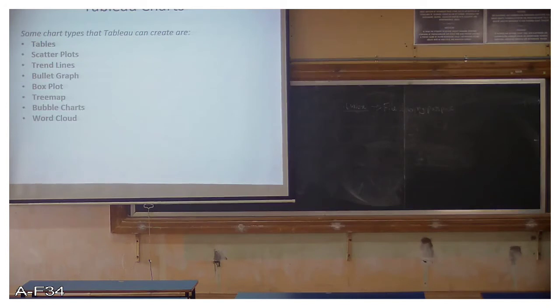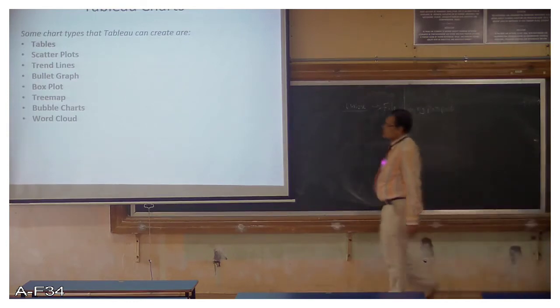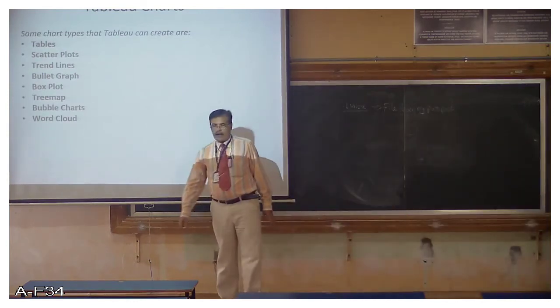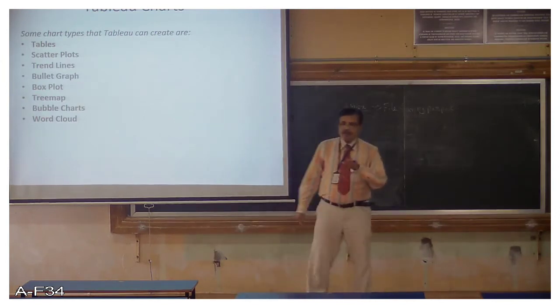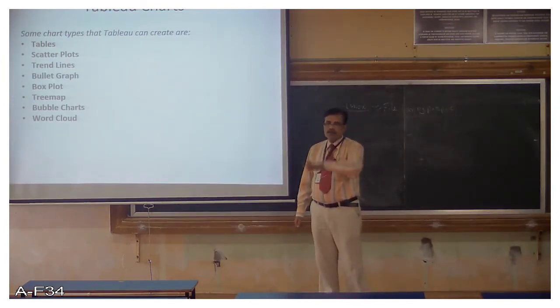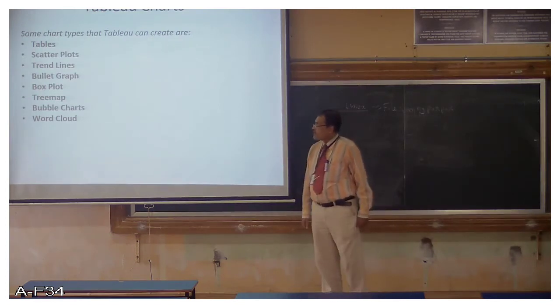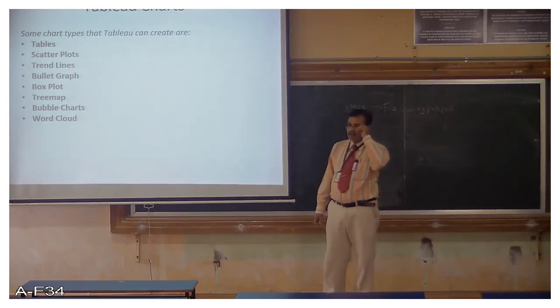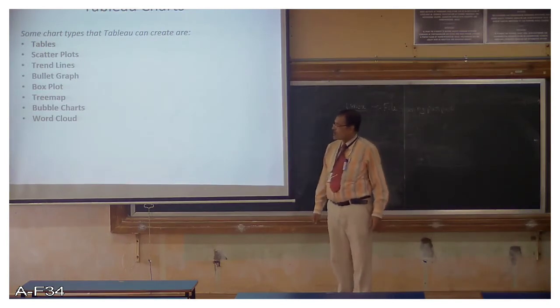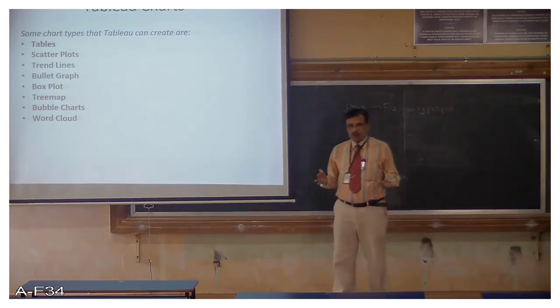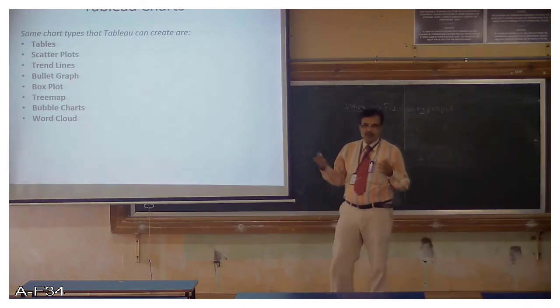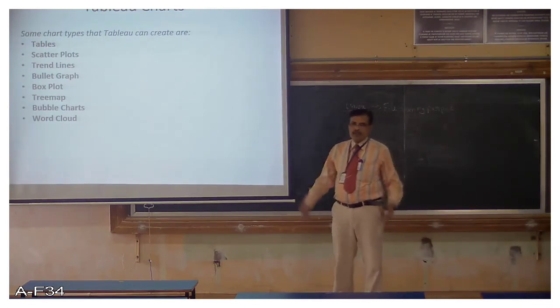Then the next one is trend line. These trend lines are used to analyze the relationship between variables as well as predict the future outcome. The name itself suggests it is a trend line: how the current trend is and where it should head. This type of trend line chart can be created by the Tableau software, and trend lines are very useful in financial corporate sectors, and also in stock market analysis.